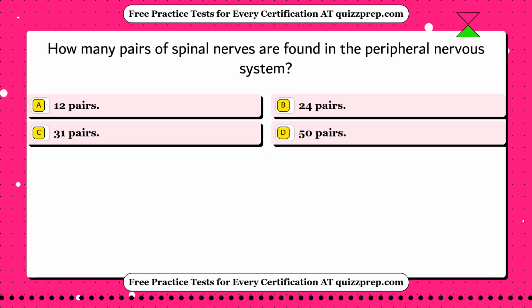Question 12. How many pairs of spinal nerves are found in the peripheral nervous system? Option A, 12 pairs. Option B, 24 pairs. Option C, 31 pairs. Option D, 50 pairs.